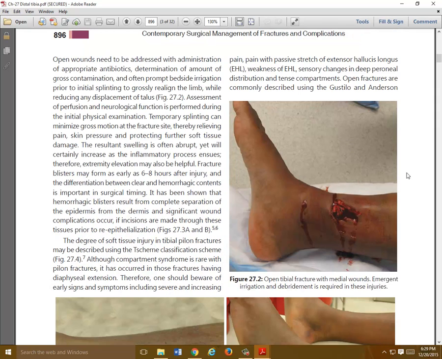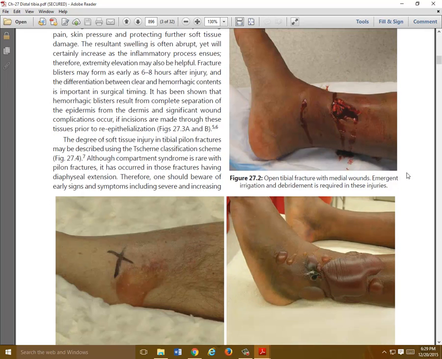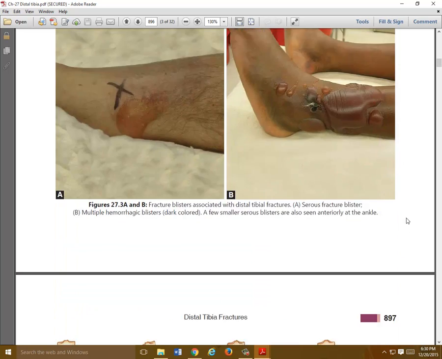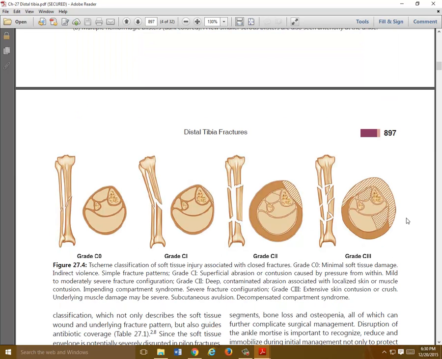Open tibia fractures are bad actors. Okay, they can do very poorly. You've got to be really careful with them. Make sure you do everything you can to prevent infection. Emergent I&D, blister control is important. Whatever technique you use, try to keep these from getting infected, whether you unroof them or leave them alone.